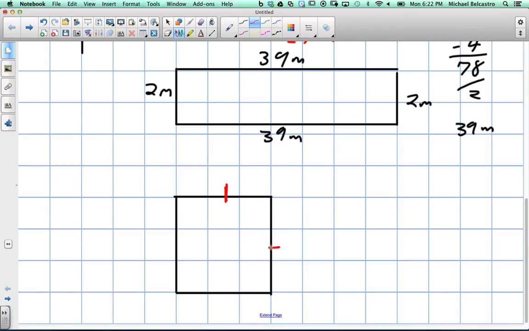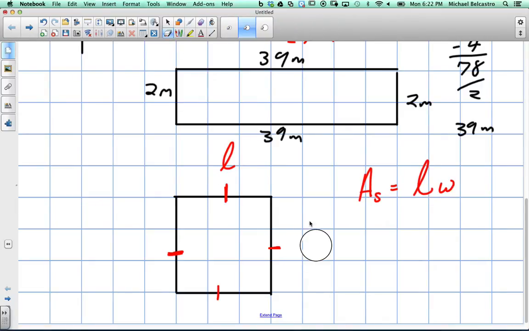Because we know in squares the sides are all the same, right? That means the length and the width are identical. So if I said the area of the square is equal to the length times the width, well, I know they're the same. So I don't really have to give them different letters. I can call them both L if we really want. Does that idea make sense? Okay. So area equals L times L.